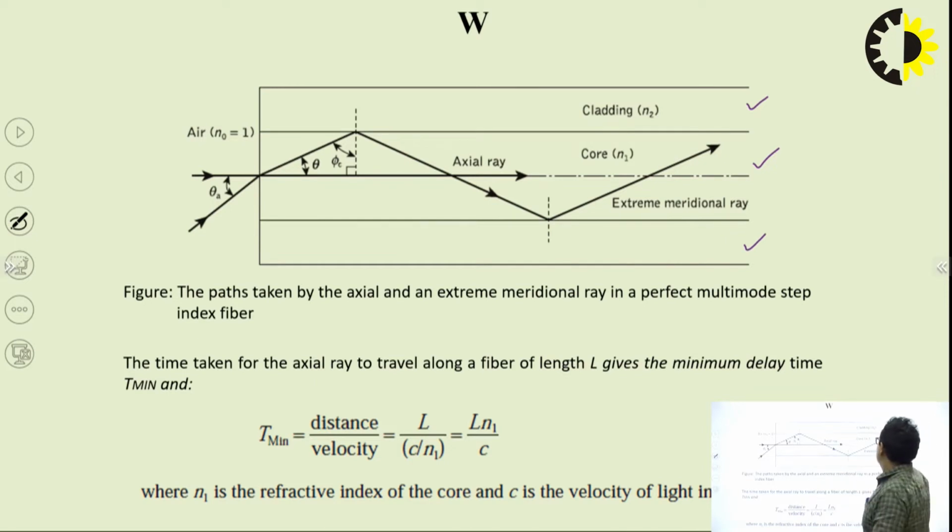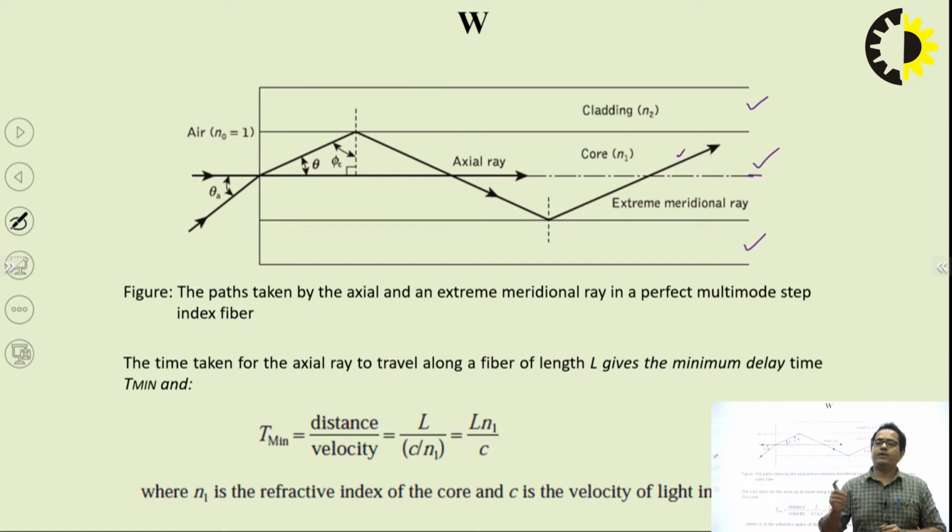So we are considering two rays. One is the meridional ray and the other one is the axial ray. So this is your axial ray. Now what we have to do is calculate the delay occurring between the axial and the meridional ray at the extreme end of the fiber. We will consider some length of the fiber and pass two rays, first the axial ray and another the meridional ray, and we are going to calculate at what instant they emerge at the extreme end of the fiber.